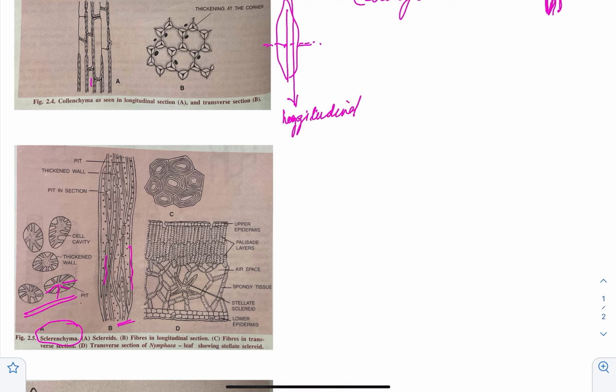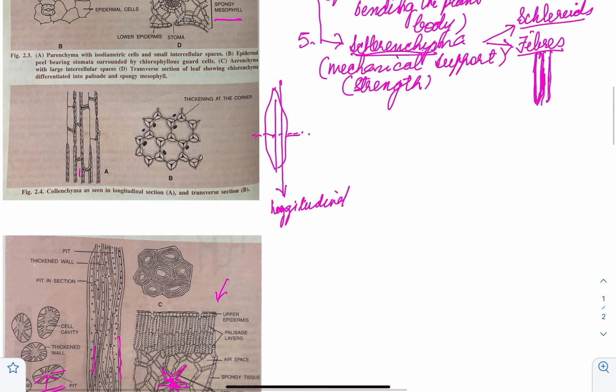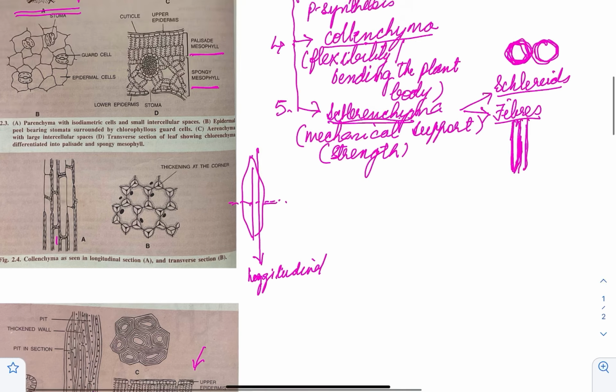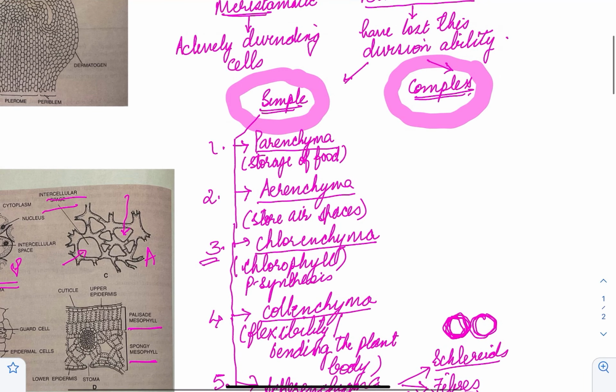And here, this represents the transverse section of a plant called Nymphaea, and this is having a stellate or star shaped sclerid in it. This one you can see here. So this is a stellate sclerid. Anyways, the function of sclerid is just to thicken the plant so that the plant is able to get mechanical strength to stand throughout. Okay, coming back to complex tissues.